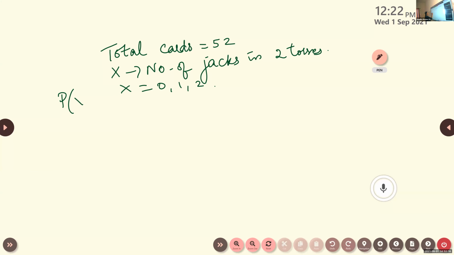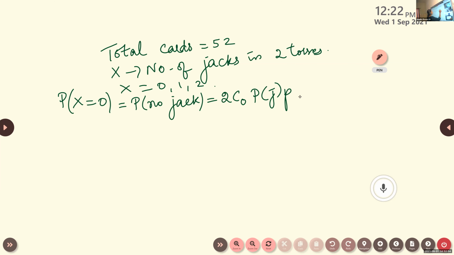The remaining is all the same, children, only the probability you have to find a little bit carefully. Listen, all of you. P of X equal to 0. X equal to 0 means there is no jack. Here the probability will be changing every time, isn't it? So we will not be able to find it directly. This is the probability of jack, this is the probability of non-jack. We will not be able to say that in the beginning itself. So the probability of no jack is 2C0 into first one non-jack, second one also non-jack.